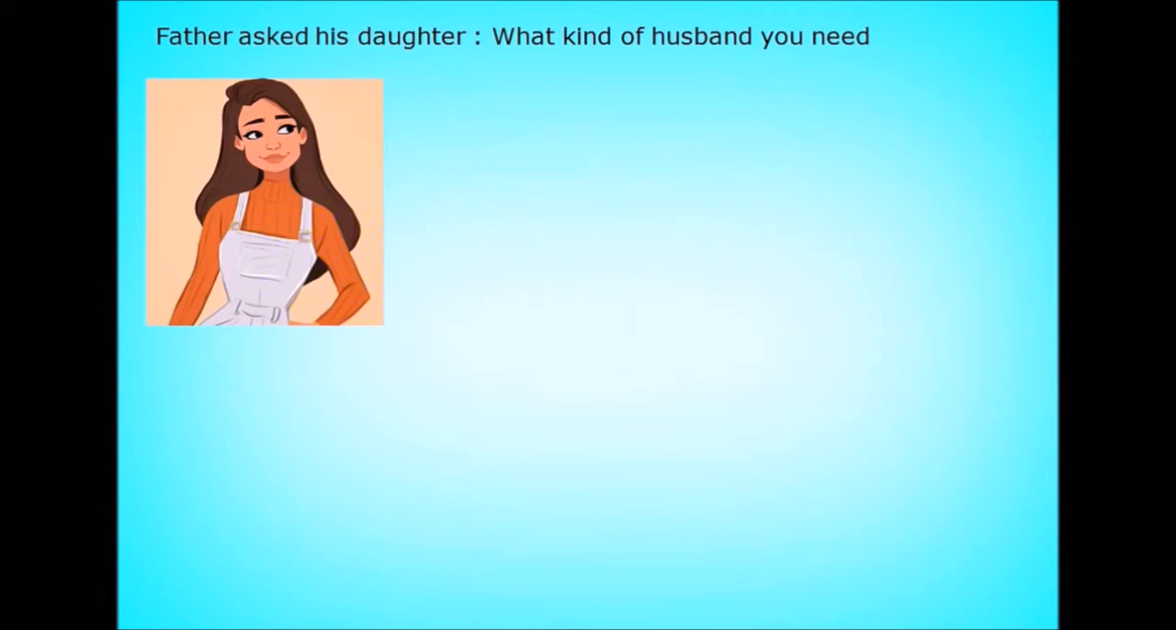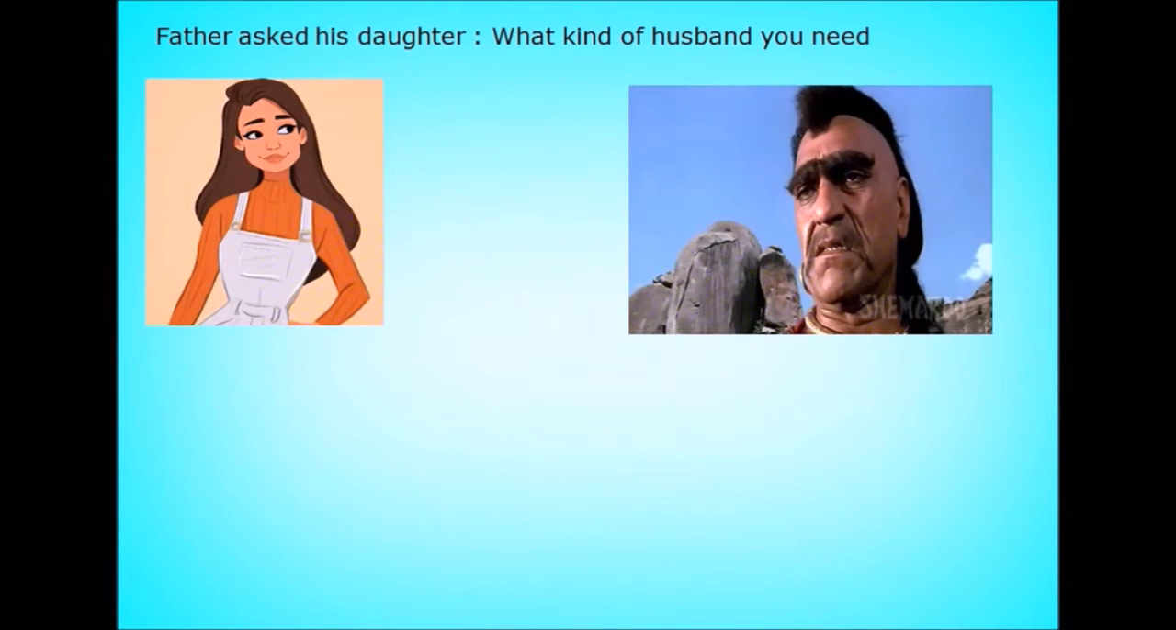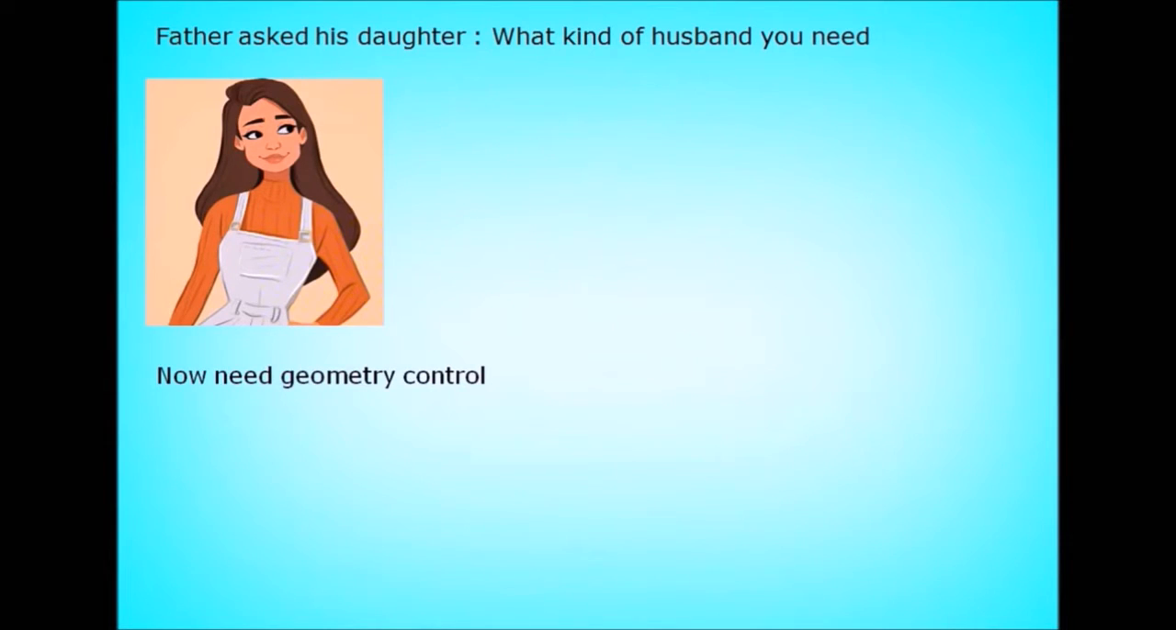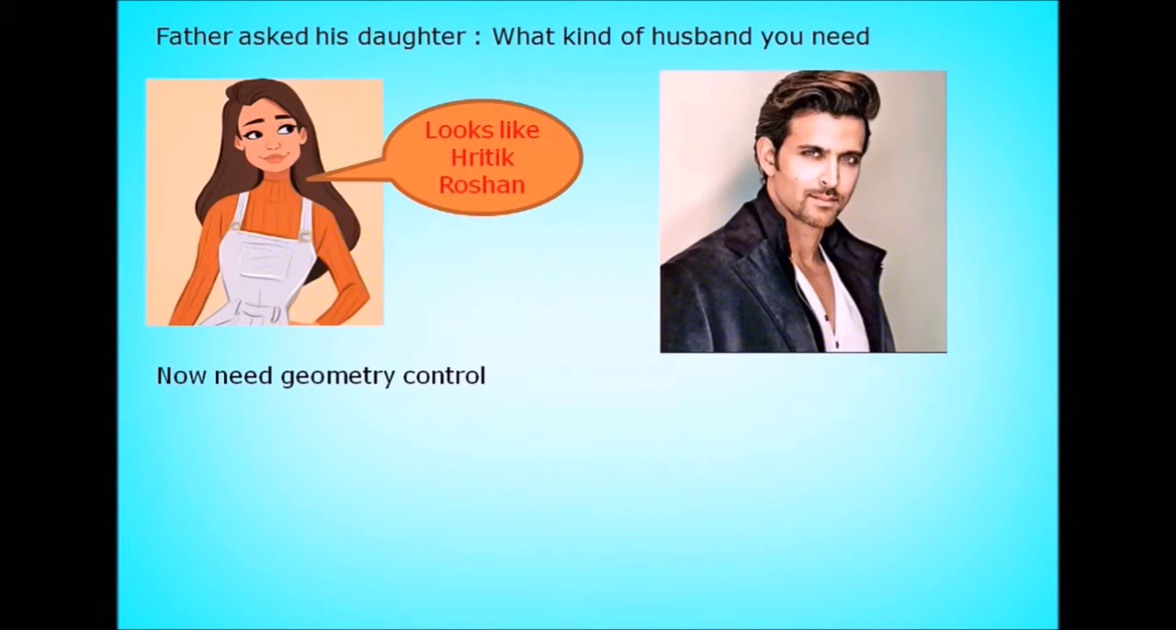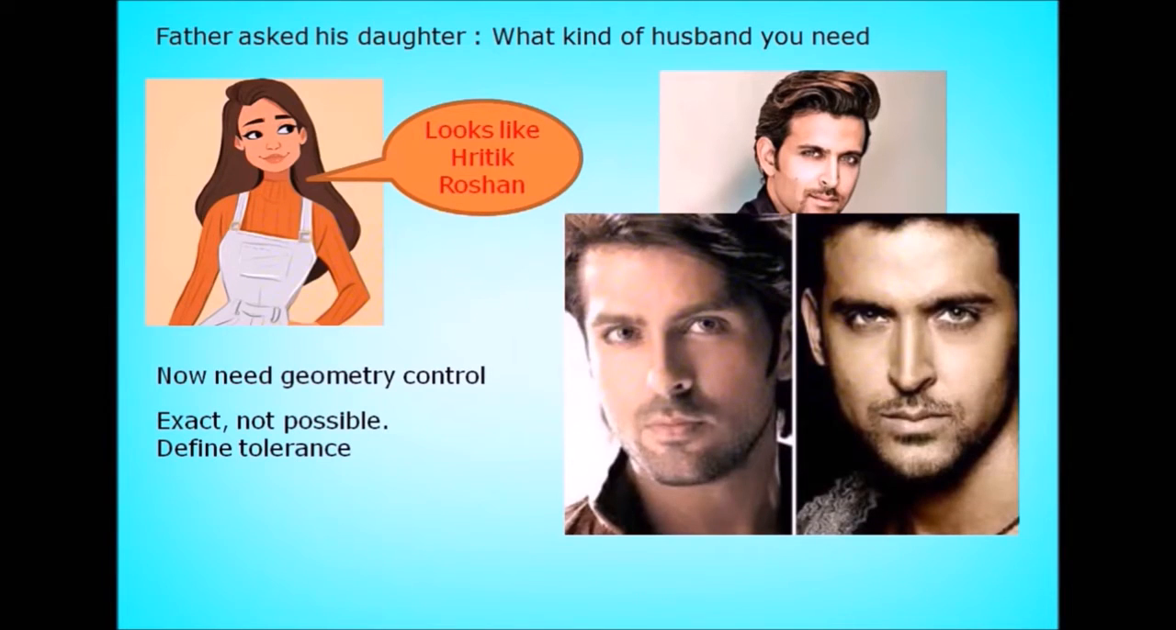Father asked his daughter, what kind of husband do you need? She told, he should be smart looking. Amrish Puri from the Loha movie came and told, I am smart. Oops. Need geometry control now. Then she told, looks like Hrithik Roshan. Exit not possible. Define some tolerances. If not Hrithik, Herman is okay.